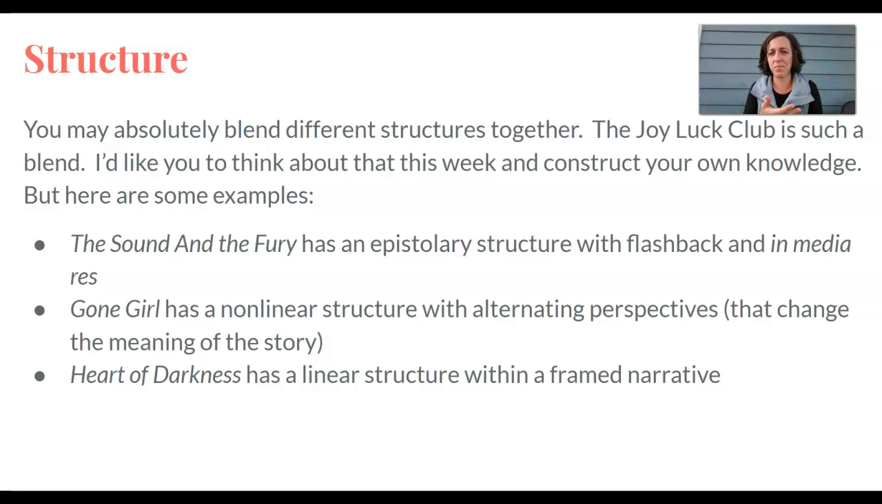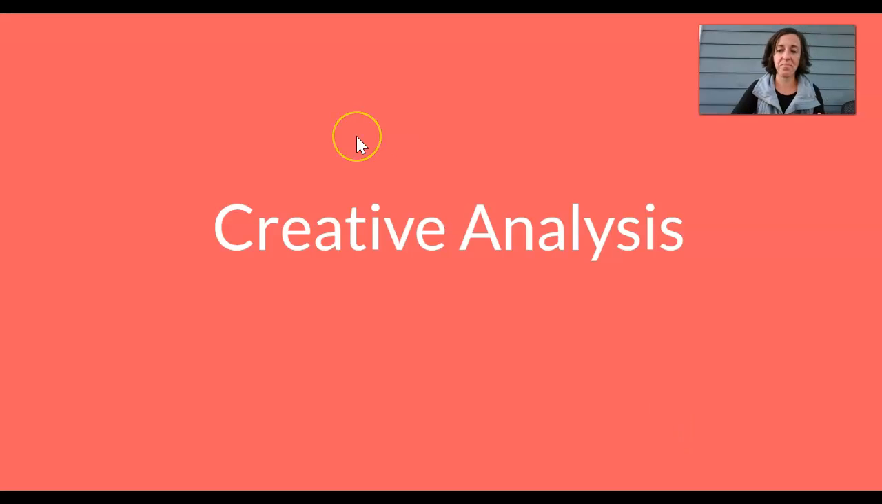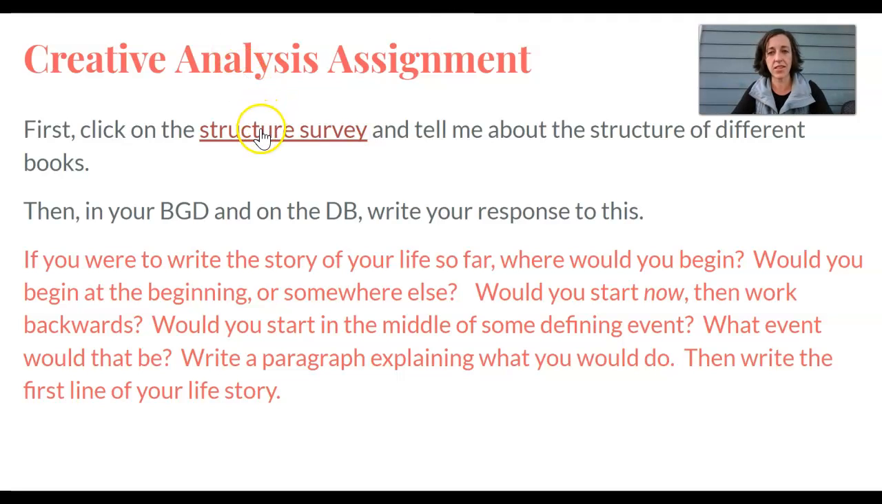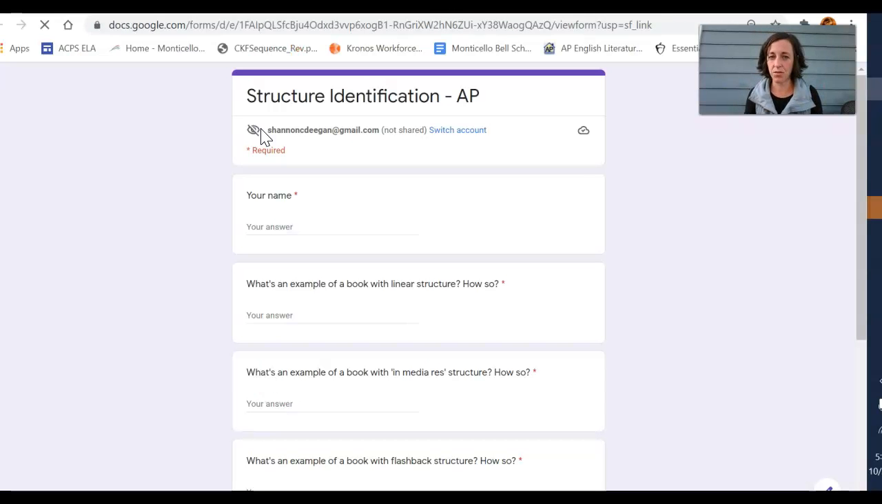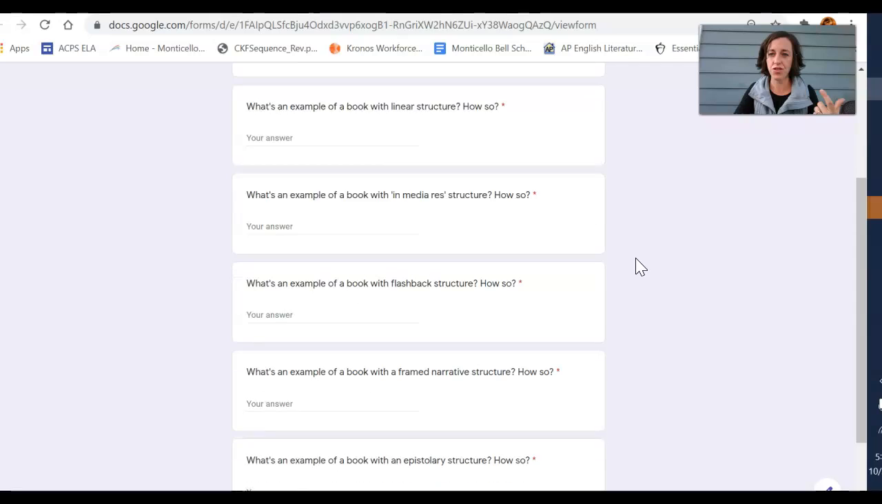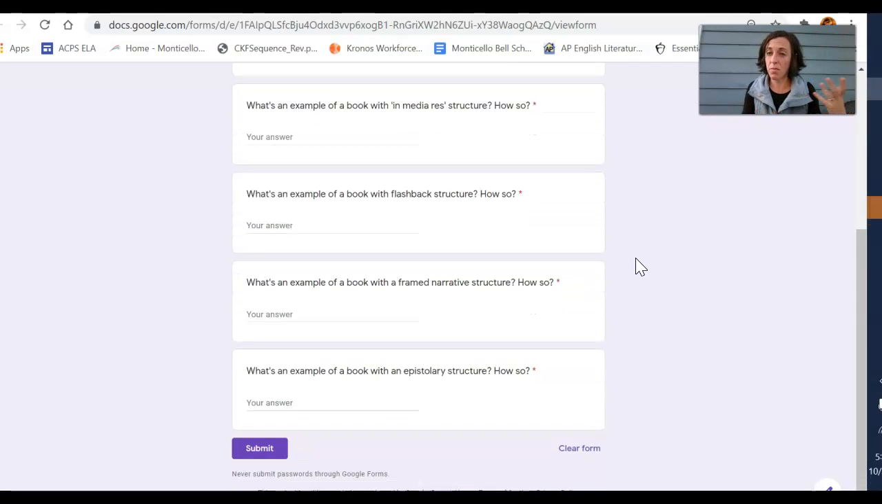And there's others too. Still, I'd like you to take this survey for your creative analysis assignment number 1, which looks like this. Simply asking you your name, and then what are some examples of books with linear structure, with in media res structure, with epistolary structure. Show me what you know about all of the different ways that narrators can order the events of their novel. That's step 1. So we're just identifying structure.